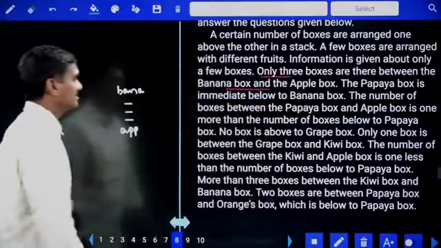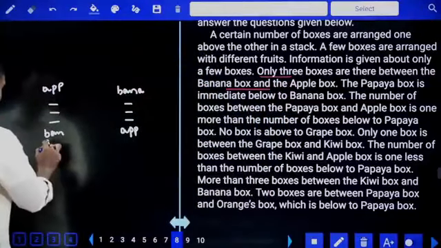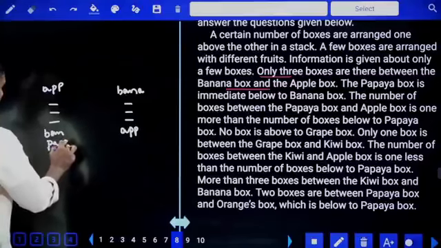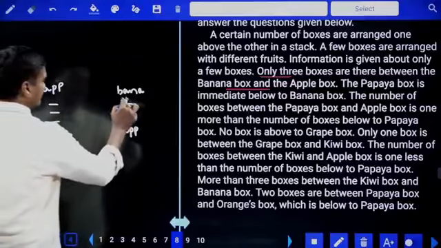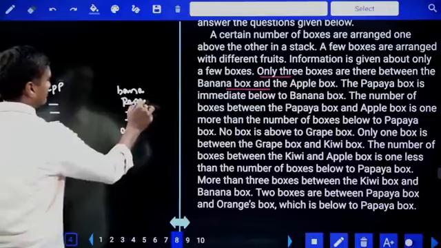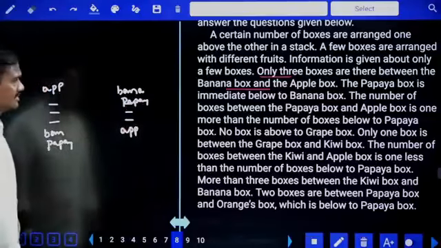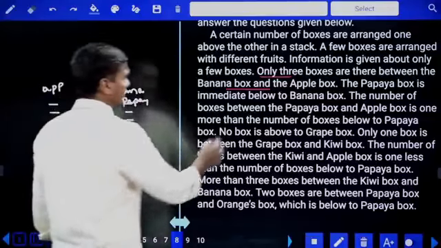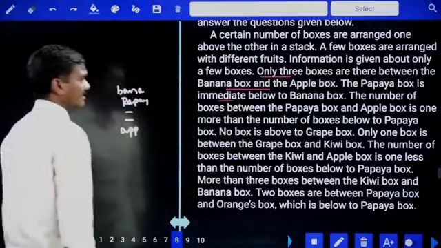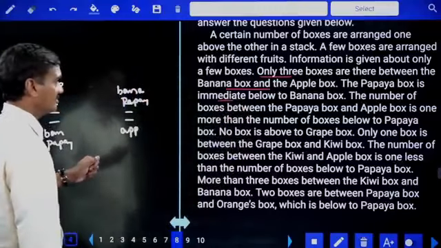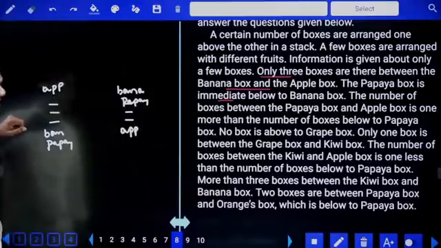The papaya box is immediately below banana. Now this papaya is immediately below this banana. And next one, number of boxes between papaya and apple is one more than the number of boxes below papaya. Number of boxes between papaya and apple.